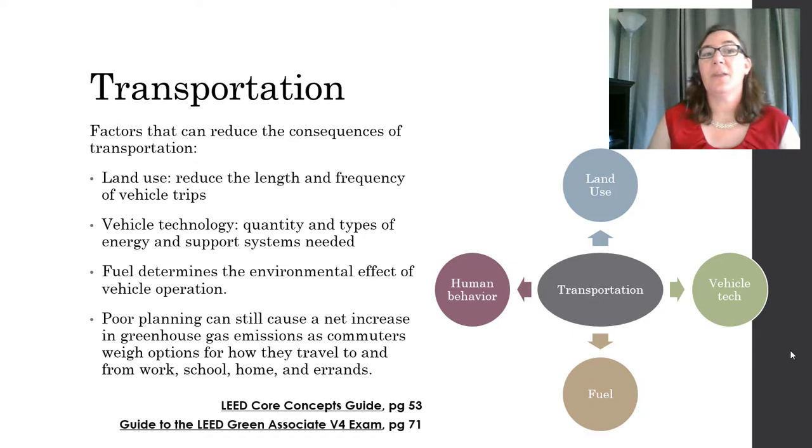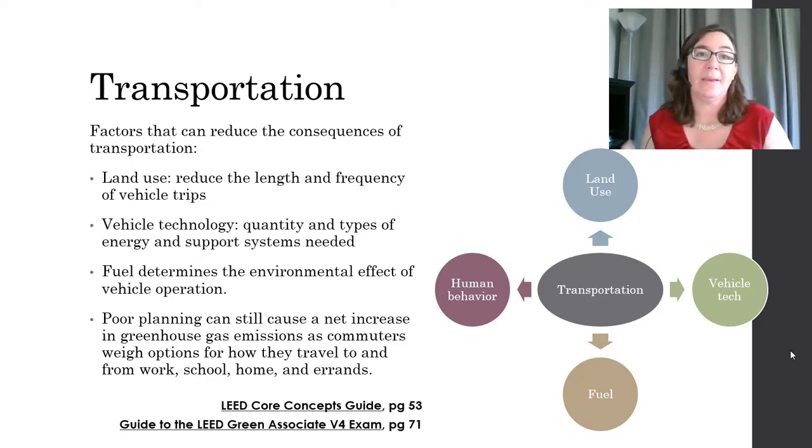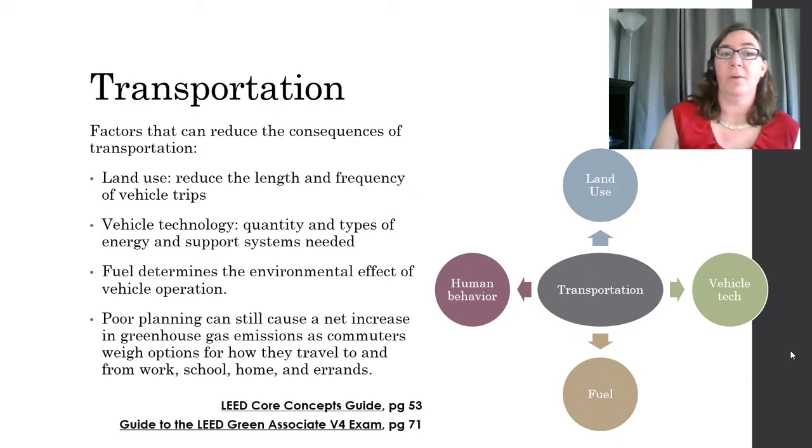So what are some factors that can reduce the consequences of transportation? The first one is land use, and this is tied to the location topic that we just covered. All right, by grouping your different land uses appropriately, you can reduce the length and the frequency of vehicle trips. Don't have to ship things from one end of the country to another if they already are located next to each other. The next one is vehicle technology, the quantity and types of energy, and the different support systems that you need. What kind of gas stations, what kind of roads do you have to build?